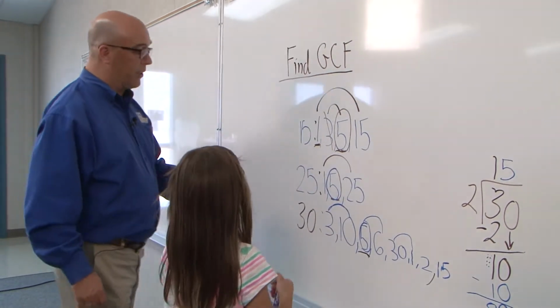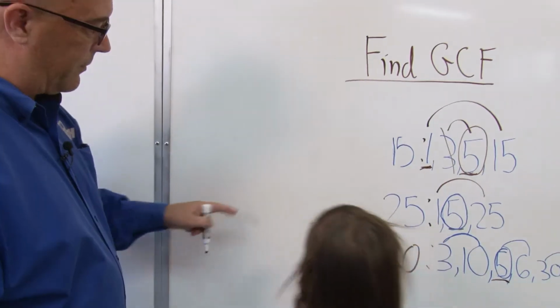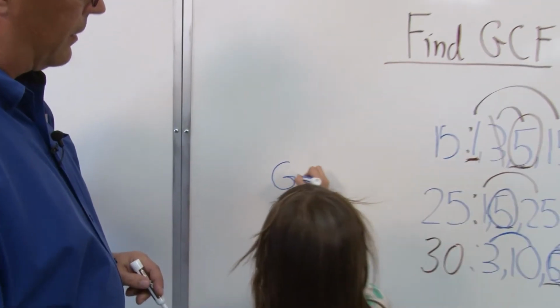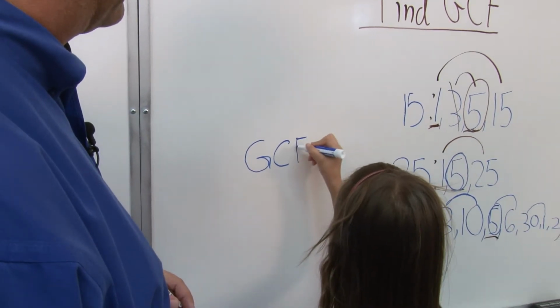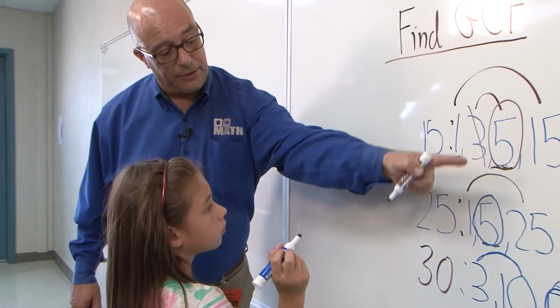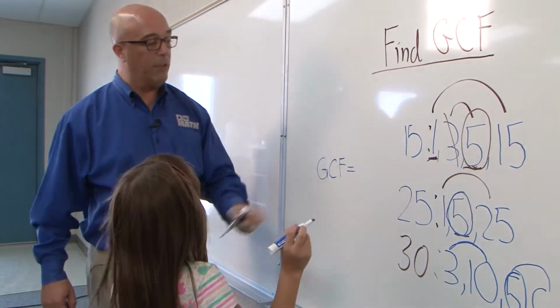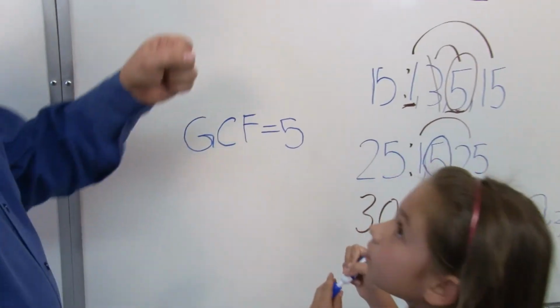No. Okay. So over here, GCF, and then an equal sign. And what was the greatest common factor in all of these? 5. There you go. Divina, perfect work.